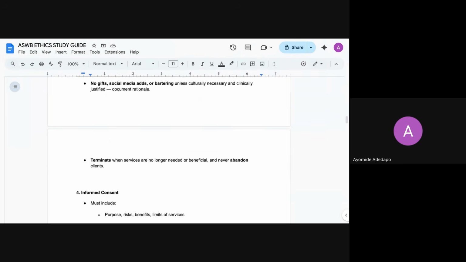Also, like I said before, we don't abandon clients. Okay, we don't abandon clients, right? We terminate services when they're no longer needed by the client. So like I was saying before, if something is not in your wheelhouse, say you've been working with a client for a long time but it's not in your specialty, that's where we need to get training and consultation. But now, let's say we have a client that's not paying for services, right?